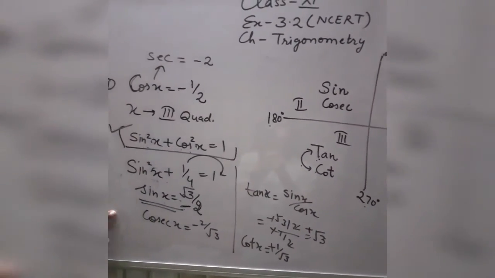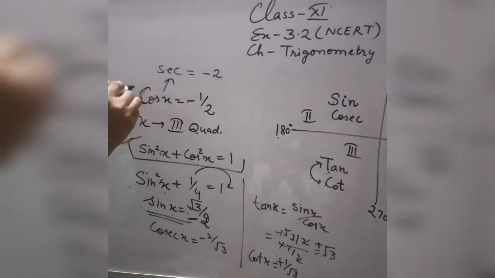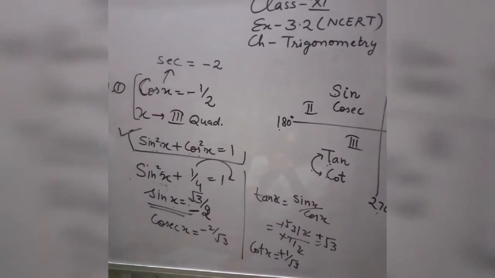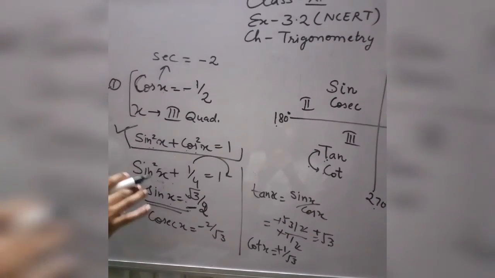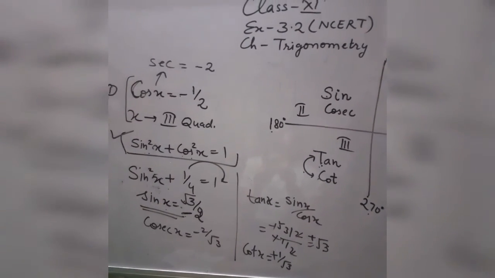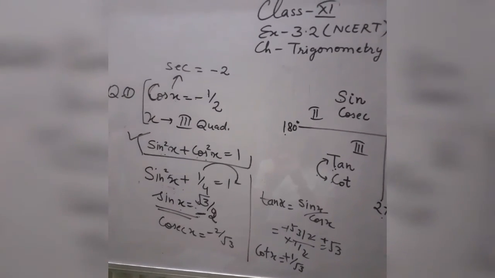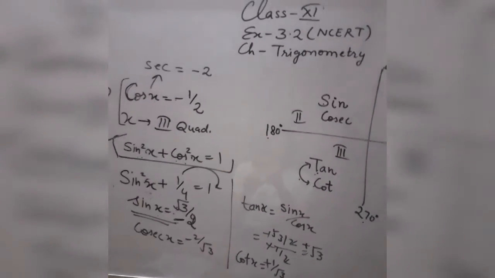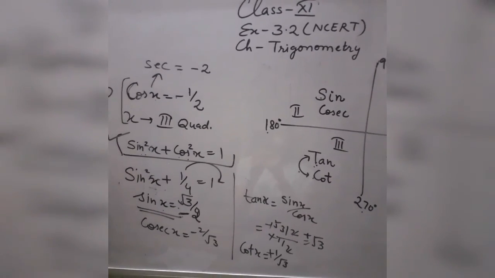So in this way, if any one trigonometric ratio and the quadrant are given to you, then with the help of these two given conditions and these three trigonometric identities, you can find the value of the remaining five trigonometric ratios. Questions 1 to 5 of exercise 3.2 are related to this topic. I have explained one sum; the remaining four sums you will try yourself.